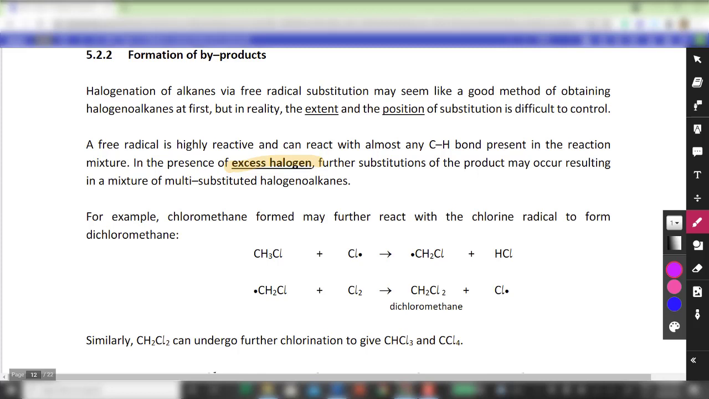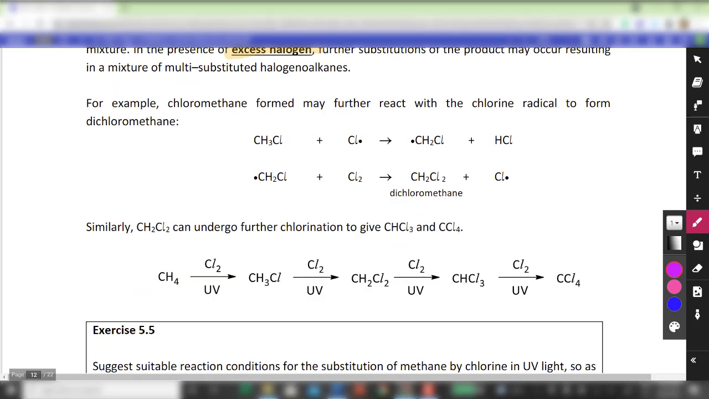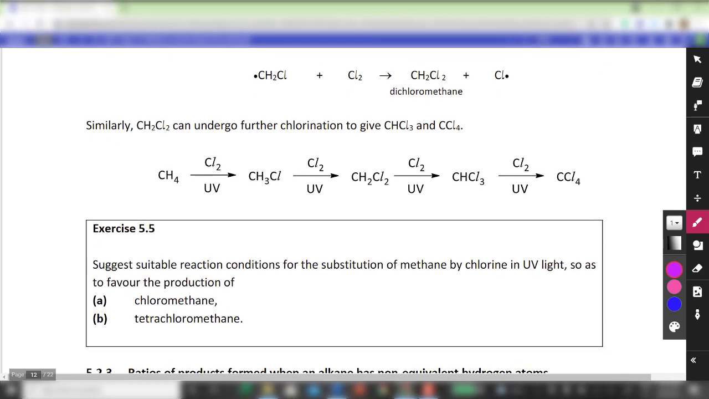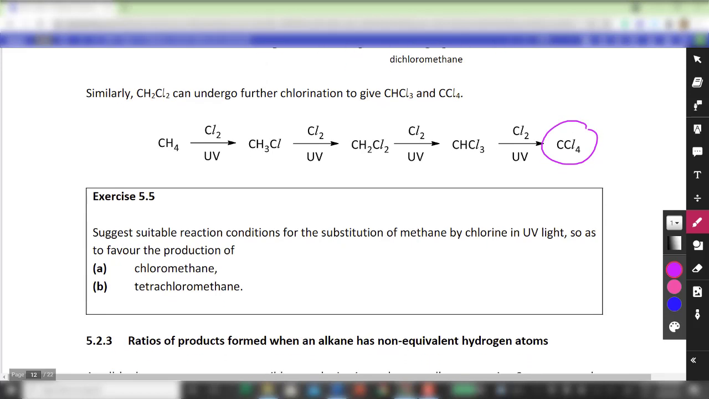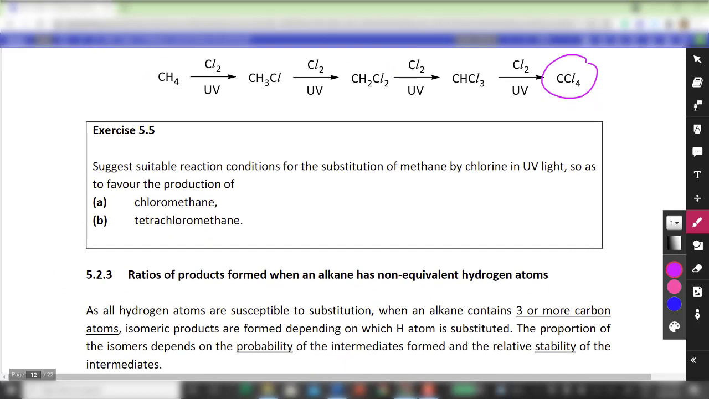Is it always the case? Actually, no. Scientists, of course, have developed controlled radical reactions, but that's not within the scope of the H2 curriculum, so usually we don't discuss them. So from here you can see that methane can undergo multiple substitution, and then you end up with tetrachloromethane. Then we have an exercise 5.5 over here.